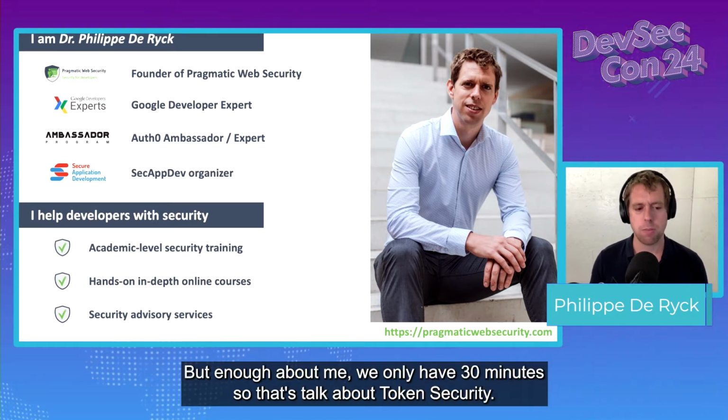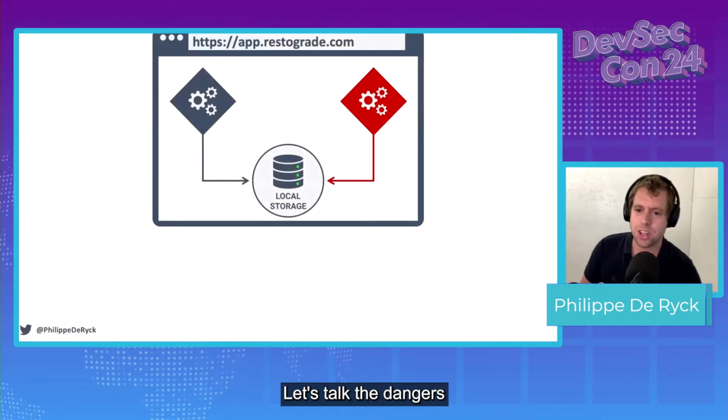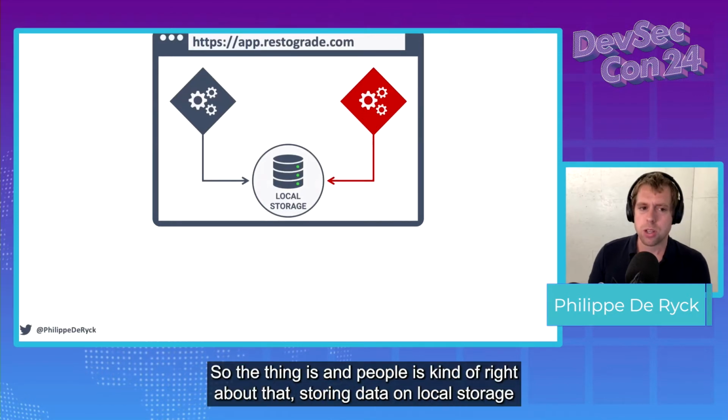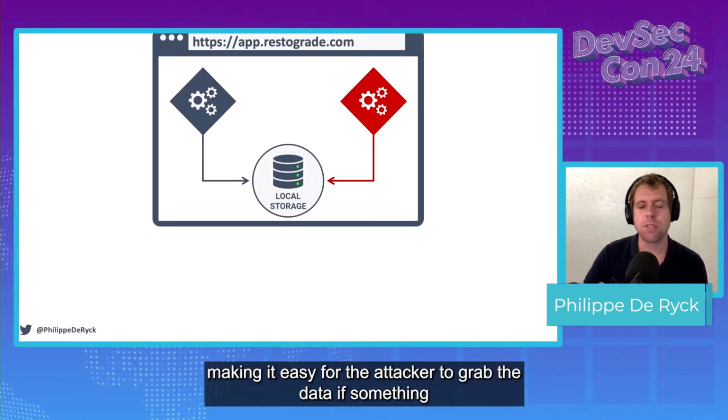But enough about me. We only have 30 minutes. So let's talk about token security. Let's talk about the dangers of local storage. The thing is, and people are kind of right about that, storing data on local storage is making it easy for the attacker to grab that data if something goes wrong.